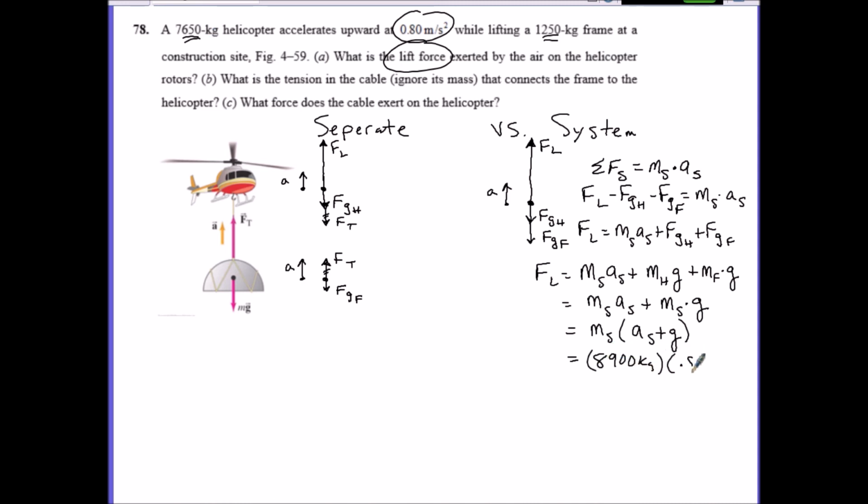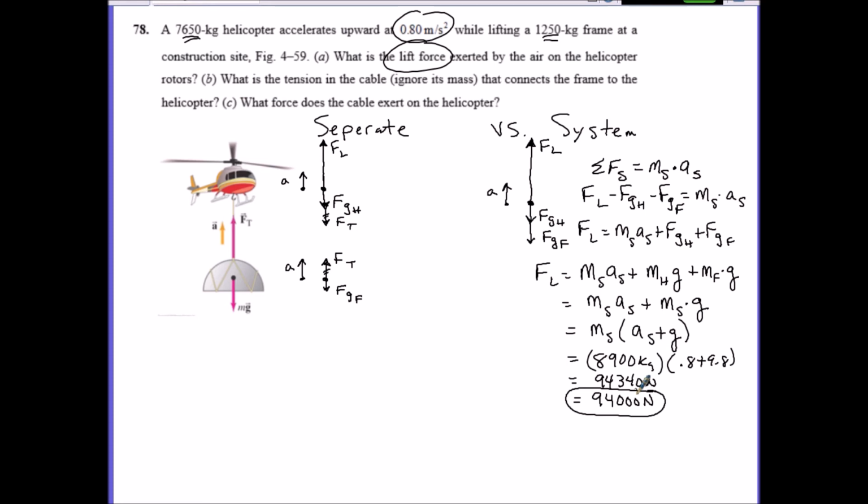Multiplied by 0.8 plus 9.8. And when we do that math, we get about 94,340 newtons. And if we round that to significant figures, it's about 94,000 newtons. And so there we go. We solved for the lift force on that helicopter from those rotors using the system and Newton's second law.